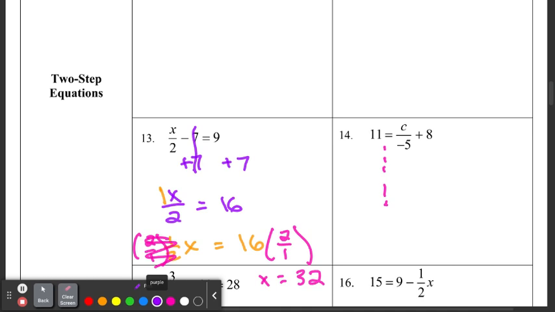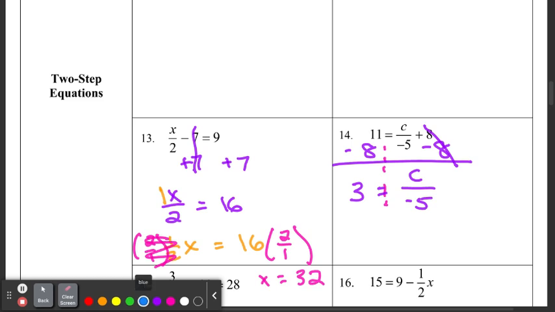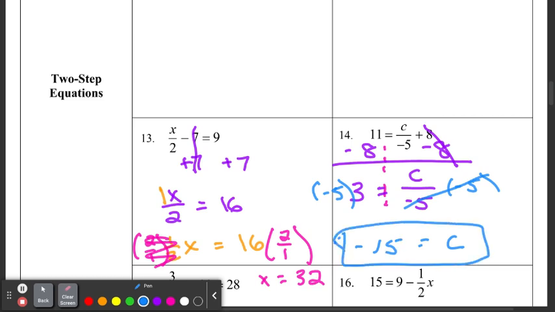Okay, number 14. We're going to subtract 8 because it's c divided by negative 5 plus 8, minus 8 on both sides. 11 minus 8 is 3 equals c divided by negative 5. So to get the c by itself, we are now going to multiply by negative 5. Whatever you do on one side, you got to do on the other. Those cancel. Bring your c down. Negative 5 times 3 is negative 15.